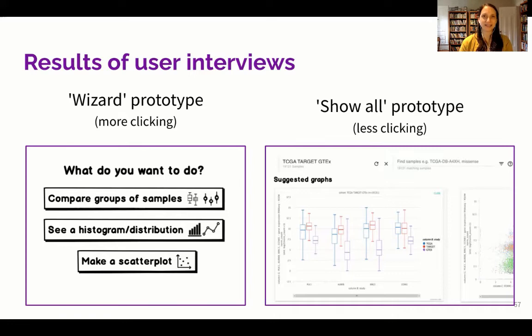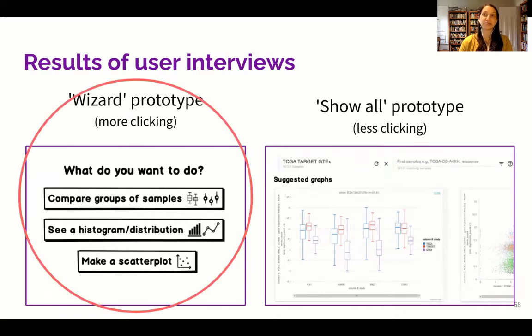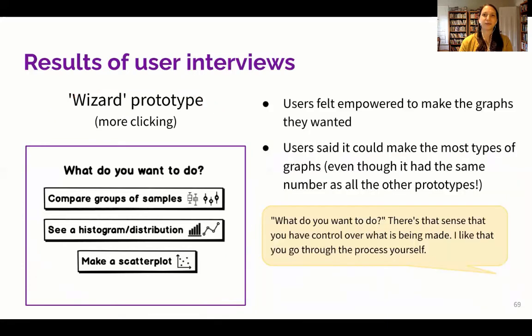And surprisingly, the wizard prototype was the much more popular prototype, despite it having a lot more clicking involved. And what ended up happening was that users felt empowered to make the graphs that they wanted. So you can see the quote here down at the bottom from a user in the interview. What do you want to do? There's that sense that you have control over what is being made. I like that you go through the process yourself.